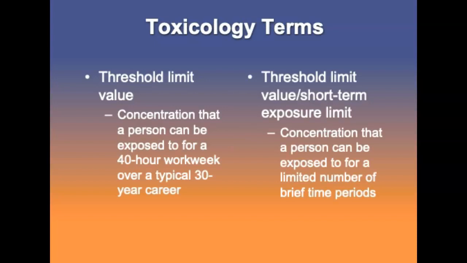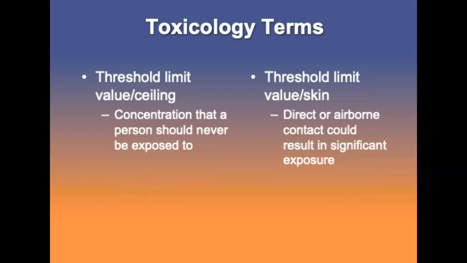The next term we're going to talk about is threshold limit value, the maximum concentration of a toxin that someone can be exposed to for a 40-hour work week over a typical 30-year career. It's established by the American Conference of Governmental Industrial Hygienists, and it corresponds to the permissible exposure limit, a value established by OSHA. Threshold limit value short-term exposure limit is the concentration a person can be exposed to for a limited number of brief time periods. The threshold limit value ceiling is a concentration that a person should never be exposed to. And the threshold limit value skin is significant exposure from absorption due to direct or airborne contact with the material.